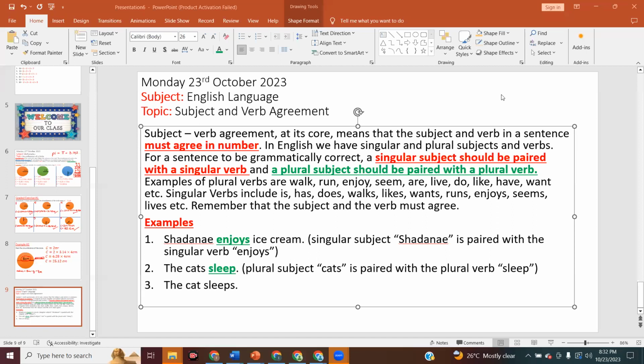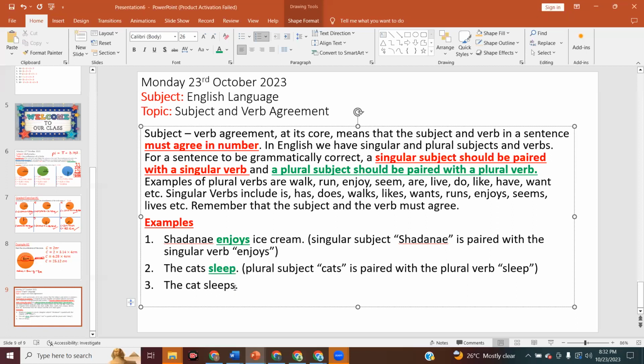Remember, that's singular, because it has an S. Remember, for verbs, if it's singular, it has an S. If it's plural, it doesn't have an S.